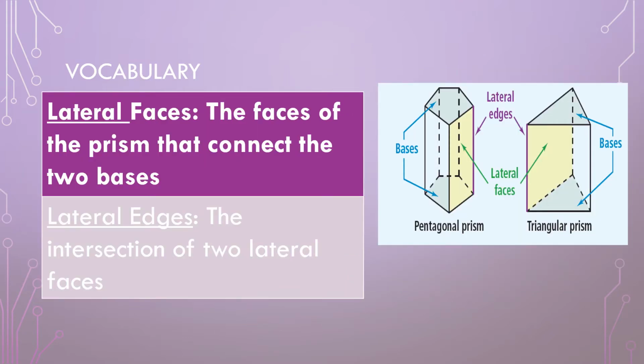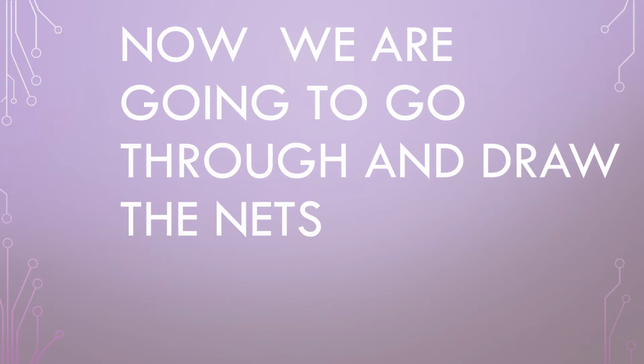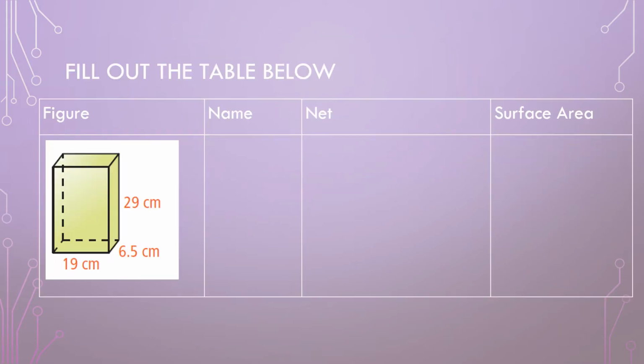The lateral faces of a prism are the faces of the prism that connect the 2 bases, and these are always going to be rectangles. The lateral edges are the intersection of 2 lateral faces. So wherever 2 rectangles intersect, that is a lateral edge. So we'll go through and draw some nets.